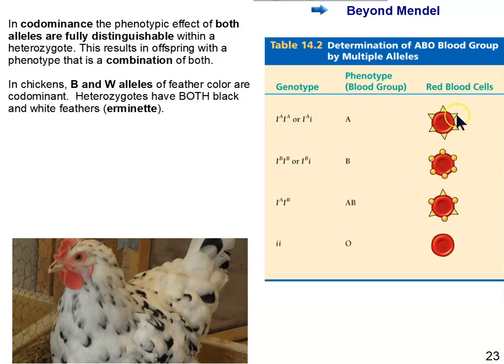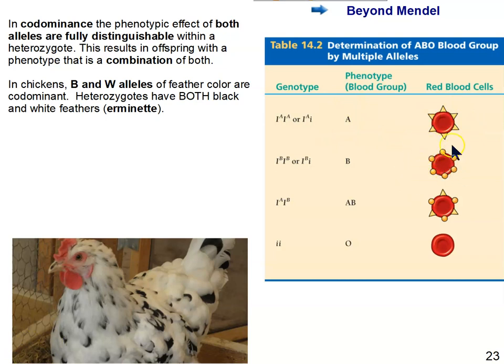These proteins are referred to as antigens because an antigen is something that will cause an immune reaction. And that's why we're concerned about these proteins on the surface of red blood cells, because if you put blood, like type A blood, for example, into a person that has type B blood, then their immune system is going to see these A antigens, these A proteins, as being a foreign invader and attack them, and therefore destroy the red blood cells.